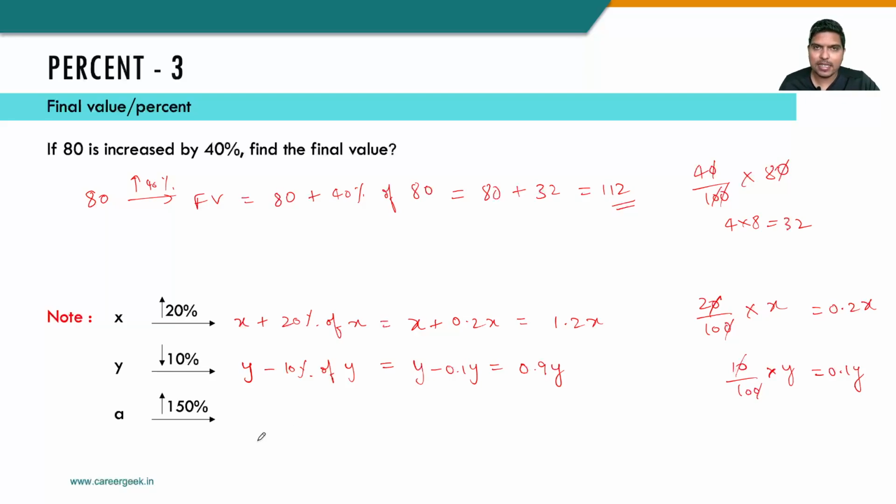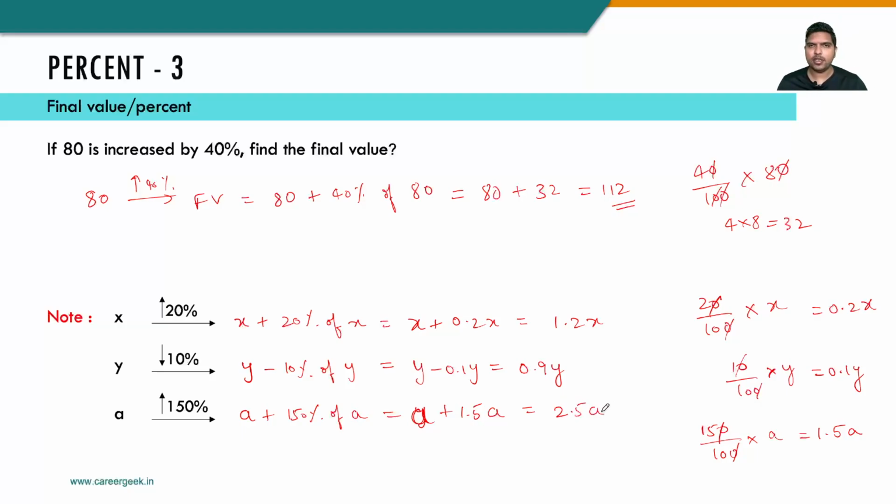Here a is increased by 150%. So the final value is a plus 150% of a. If I calculate 150% of a, 15 upon 10 is 1.5a. So I'm writing all in decimal values and not fractions. So a plus 1.5a, again similar terms, is 2.5a. So this is how we calculate the final values.